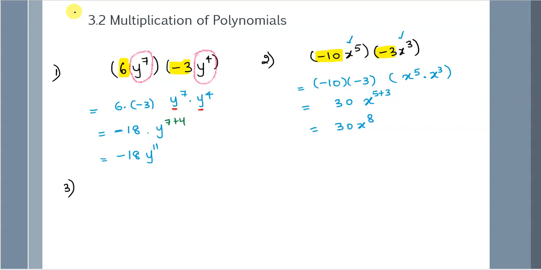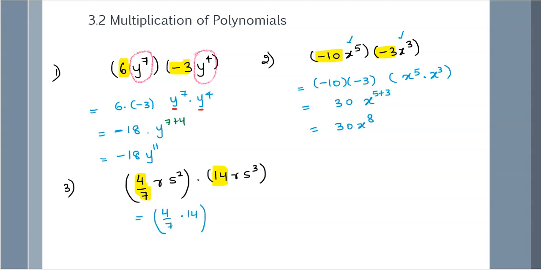Let's see another one. Then we will go for how we multiply a monomial with a polynomial. So suppose you have here, say, 4 over 7 r s squared. This gets multiplied with 14 r s power 3. Okay. No worries. Same way. The numbers together. So this gives you 4 over 7 multiplied by 14. Here you have two variables, so no need to worry. Work in the same way.